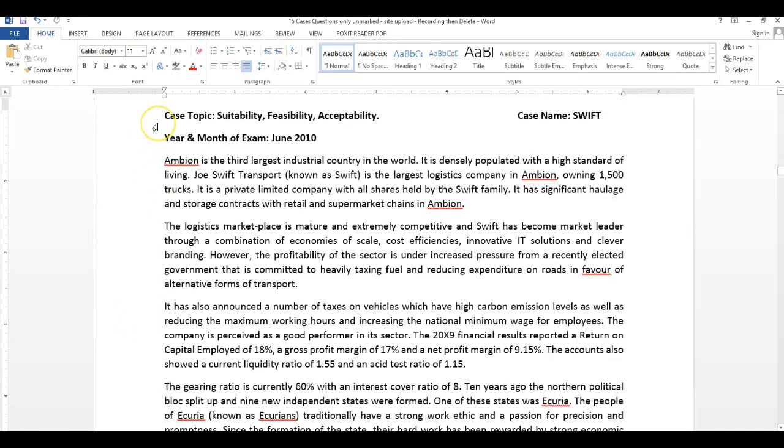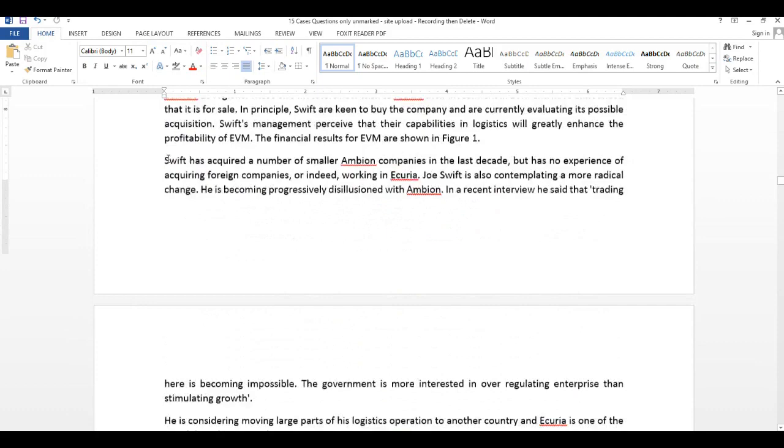So in this video, we'll be discussing the topics suitability, feasibility and acceptability analysis. This is based upon a case called Swift, and this question appeared in the ACCA exam in June 2010. So we'll start from the requirement here.